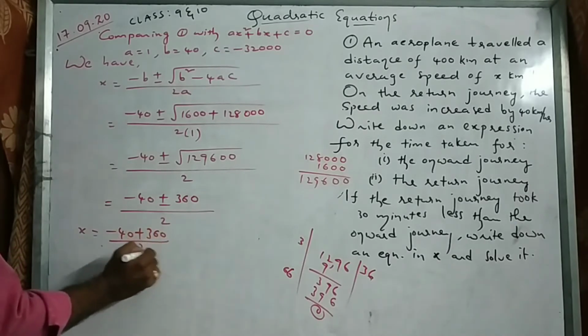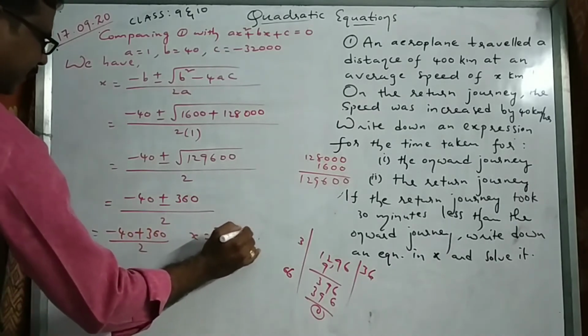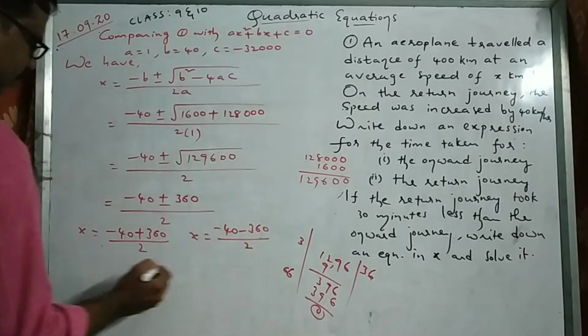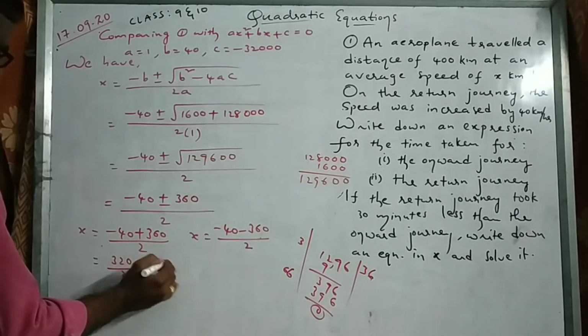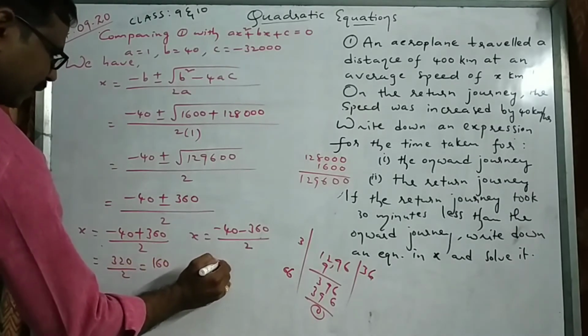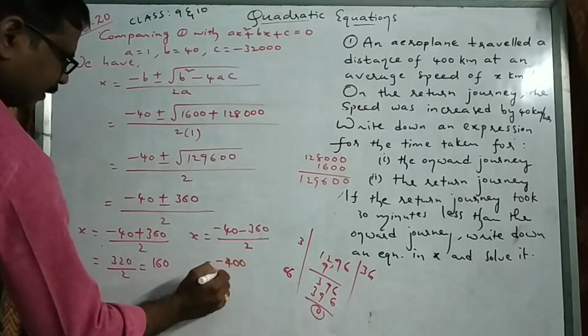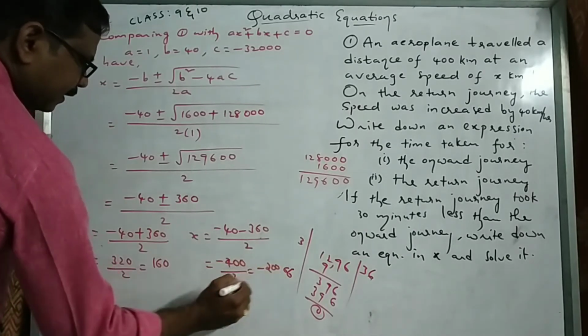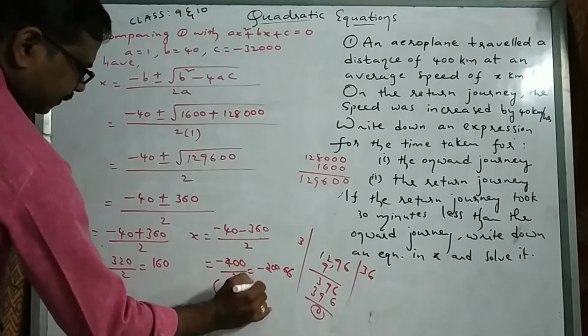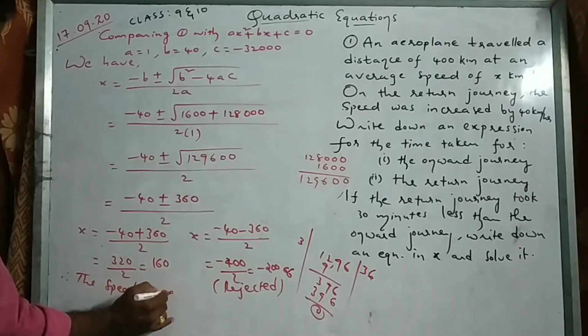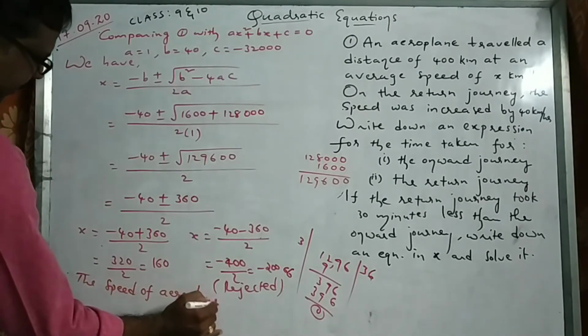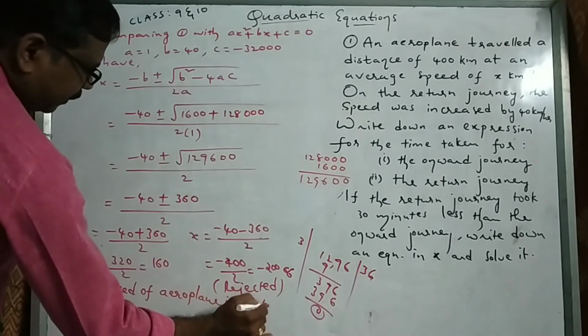So x equal to minus 40 plus 360 upon 2, x equal to minus 40 minus 360 upon 2. This will be 320 upon 2 means 160. This is minus 400 upon 2 means minus 200. It is rejected. Why? Because speed cannot be negative. Therefore, the speed of the aeroplane is 160 km per hour.